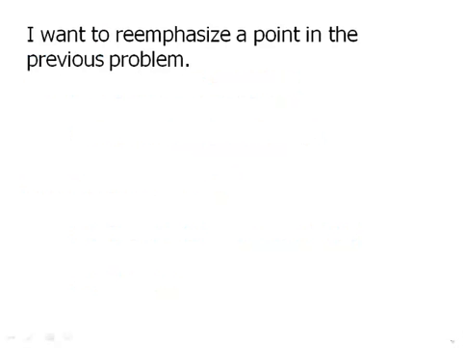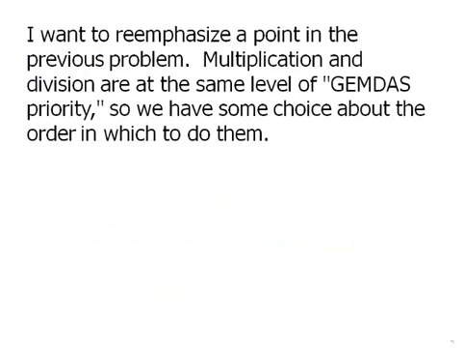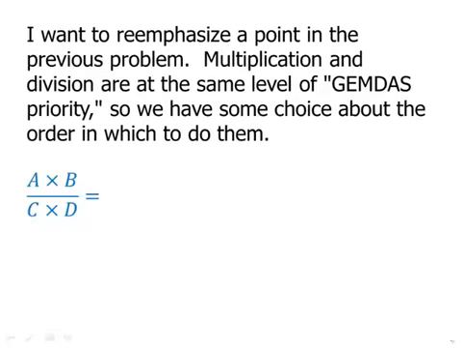I want to re-emphasize a point in the previous problem. Multiplication and division are at the same level of GEMDAS priority. So we have some choice about the order in which to do them. For example, suppose we have A times B divided by C times D. Written like this, it's suggesting that we multiply the product A times B, we multiply the product C times D, and then we divide those two products. So we could do it in that order.